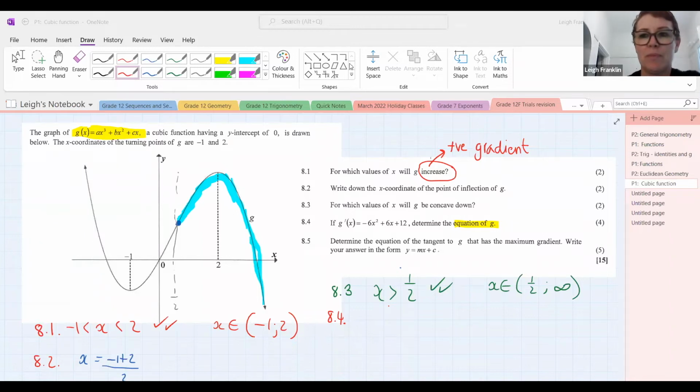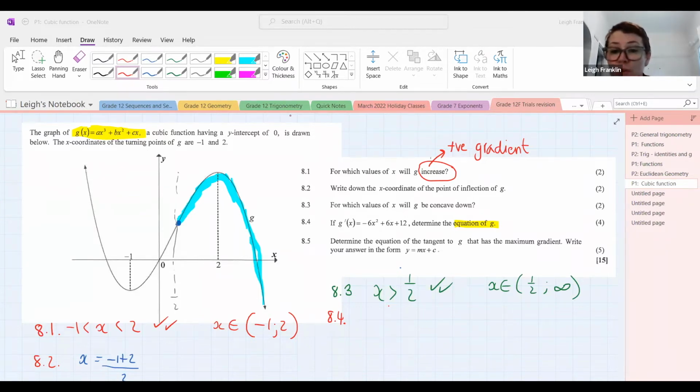Yes, ma'am. I think it's going to be 12x plus 6. Okay, but that's you finding the equation of the second derivative. In other words, what you're doing here is applying the power rule to this. They want us to go back to the original equation. They're not asking us for the second derivative. They're asking us for the original cubic function. Does that make sense to everybody?